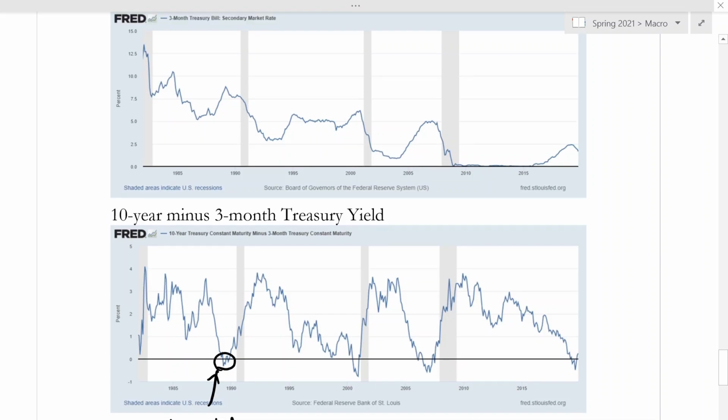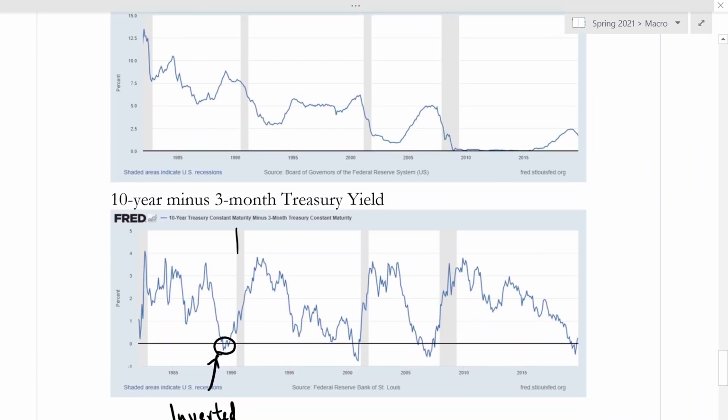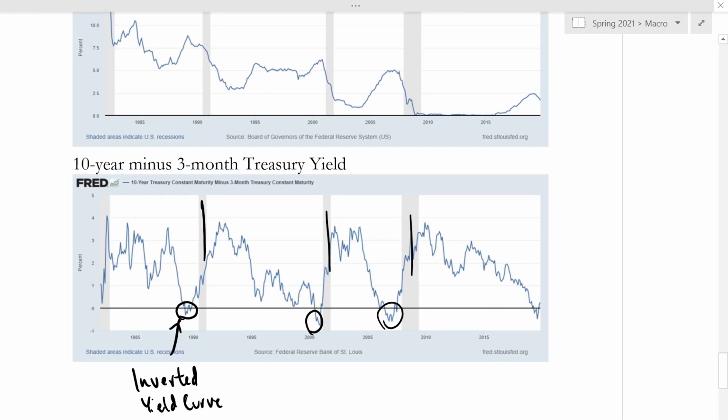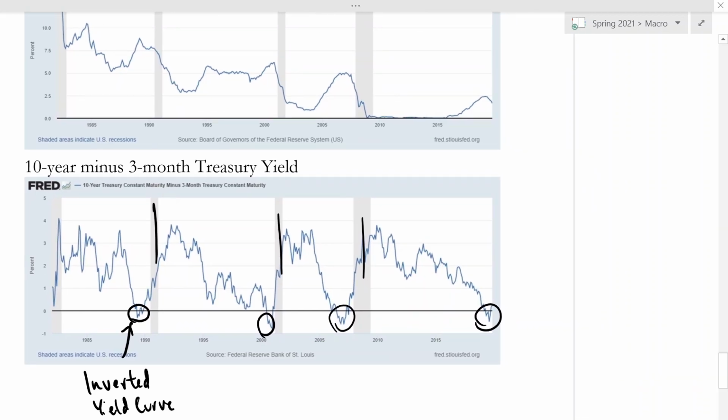And as I mentioned before, gray bars in this Federal Reserve economic data represent recessions. So what do we have? Inverted yield curve followed by a recession. Inverted yield curve, recession. Inverted yield curve, recession. What did we have at the end of 2019 in the fall, actually before COVID? Inverted yield curve. What did we have starting in 2020?